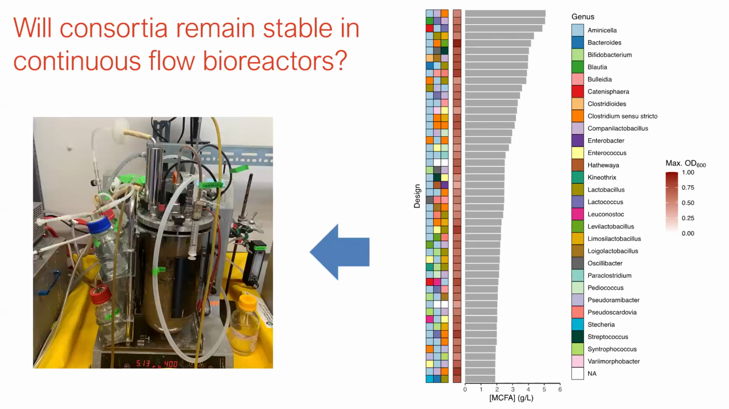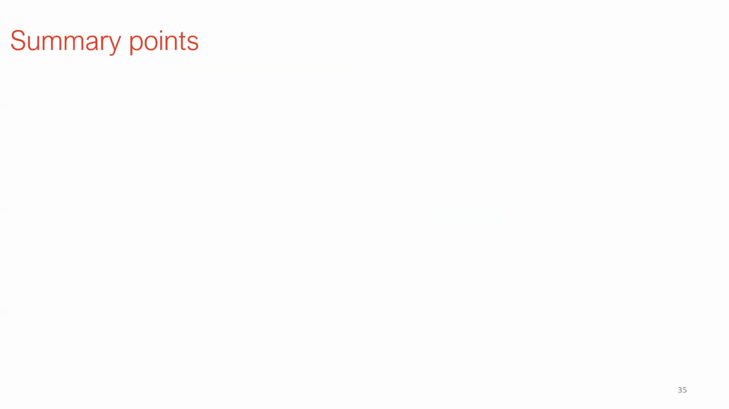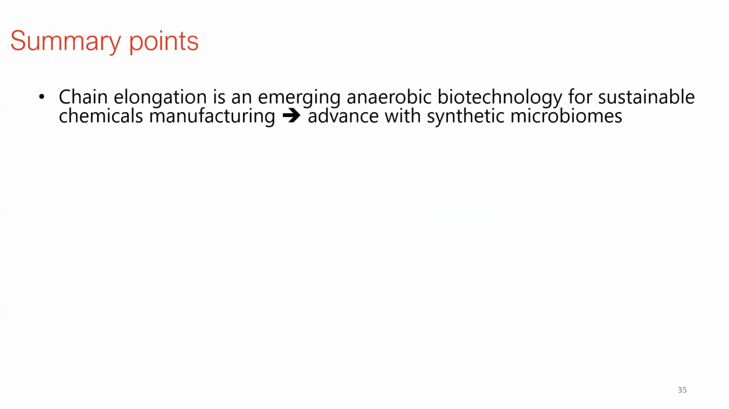So the last question that hopefully we can discuss as a group today is, will this thing actually be stable when we try to scale it up? I have a lot of thoughts on this that hopefully we can have a bit of a conversation about. Okay, so summary points here. Hopefully I've convinced you that chain elongation is an exciting emergent technology for making sustainable chemicals from waste. In particular, we think with advances in synthetic microbiomes, this could really be a platform of biorefinery approach for doing this.